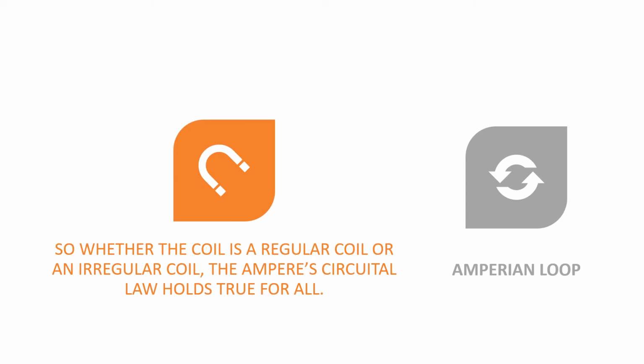Whether the coil is a regular coil or irregular coil, Ampere's circuital law holds true for all. It should be closed. You might remember the Gauss surface. In the case of electric field, we talk about the Gauss surface, and generally we use a symmetric surface. Similarly, for magnetic field, we use the term Amperian loop, and whether the loop is regular or irregular, the answer will be the same.